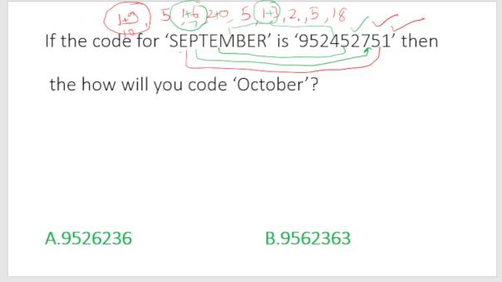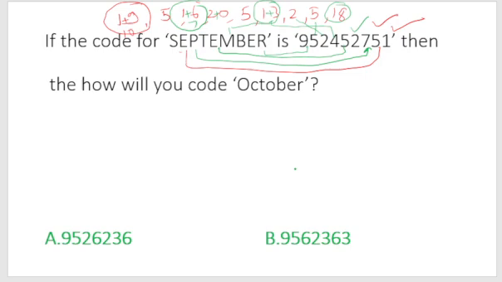B is 2, E is 5, and the last letter is R. R is 18, and 1 plus 8 is 9. So the last letter R comes first, so here it is 9.